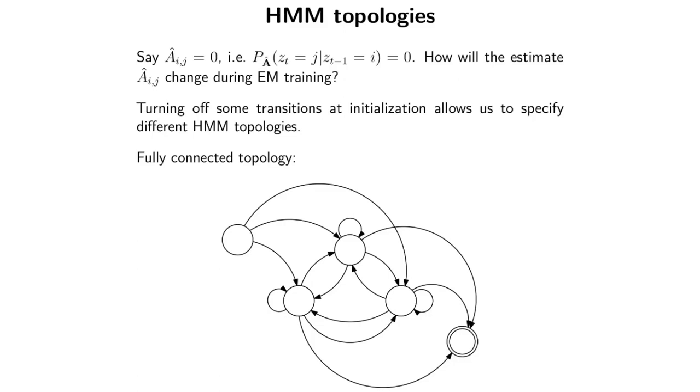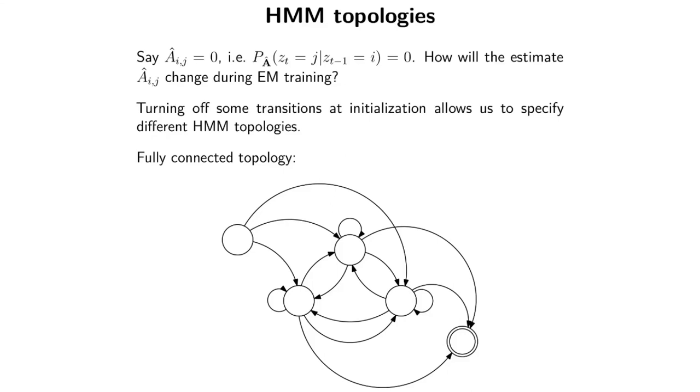Very quickly, to wrap things up: HMM topologies. There are different ways of structuring your hidden Markov models. If you have a 0 in your initial transition matrix, that 0 indicates that there's no connection between state i and j. But if you're running EM and you started out with a 0 in a particular state, you will never change that 0. That transition will always be 0.